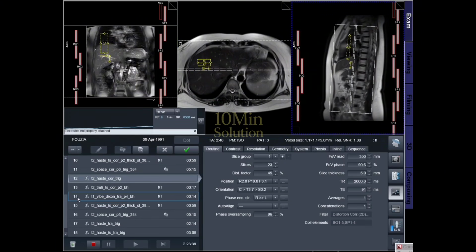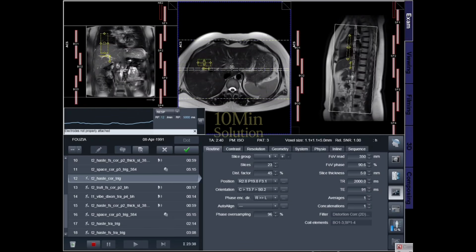Now we will do the plan T2 HASTE coronal. Look at the protocol. So the coronal plan will be on the axial and sagittal images, and look at the parameters. Now I nicely set up the planning, following anatomy and physiology.